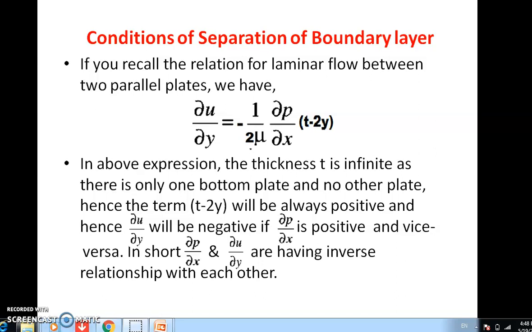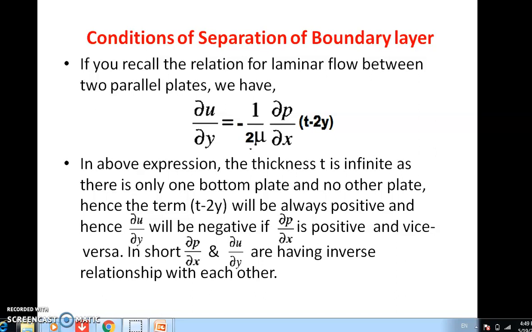In the above expression, the thickness t is infinite as there is only one bottom plate and no other plate, as we have seen from Newton's law of viscosity. So let us take this thickness t as infinite, since we don't know the other end. So this t minus 2y is a positive term, and from the expression, if t minus 2y is positive, then delta u by delta y varies inversely with delta p by delta x. So if delta p by delta x is positive, delta u by delta y will be negative. If delta u by delta y is positive, delta p by delta x will be negative, and vice versa.